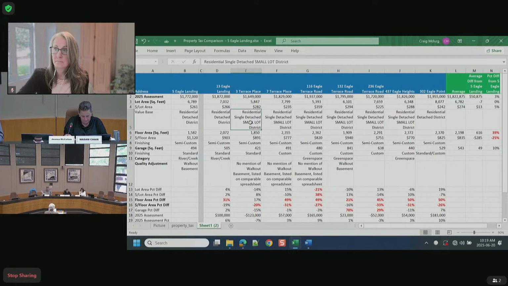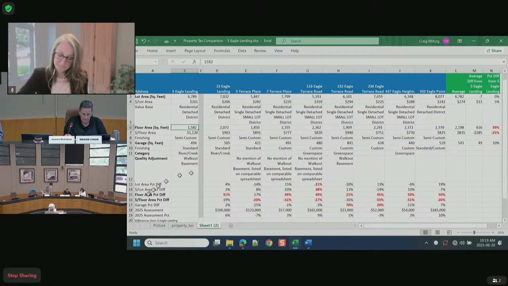I would like to know what this small lot is. Virtually all of them are small lots. The floor area and the finishing, they're all semi-custom, so that isn't a factor. The garage, about the same. And so what I did was I compared the lot, so I'll make this bigger.